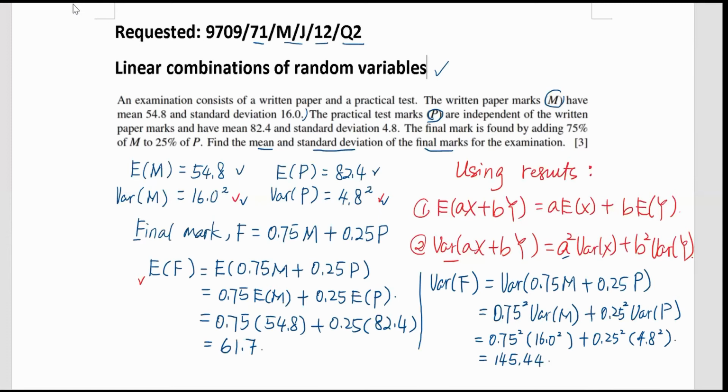But the question is asking for the standard deviation. So finally, in order to find the standard deviation for the final mark, we just have to square root the variance. Then we will get the standard deviation, 12.1. This is how we calculate the mean and the standard deviation for the final mark.